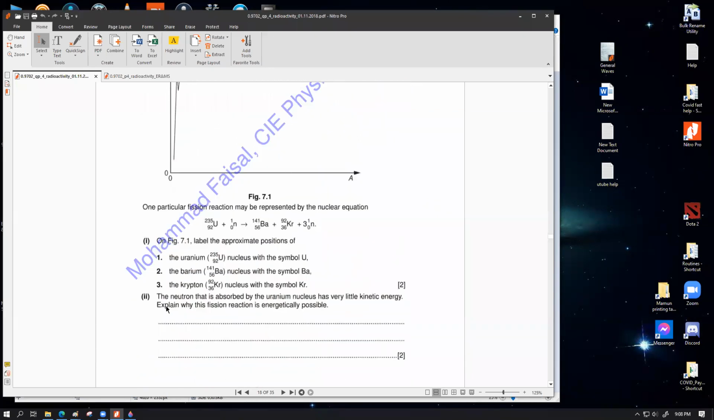That's the labeling. The neutron that is absorbed by the uranium nucleus has very little kinetic energy. They are called thermal neutrons. Explain why this fission reaction is energetically possible. So the incoming neutron that is absorbed in the uranium is very small.